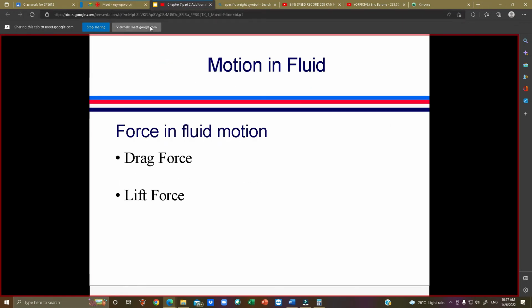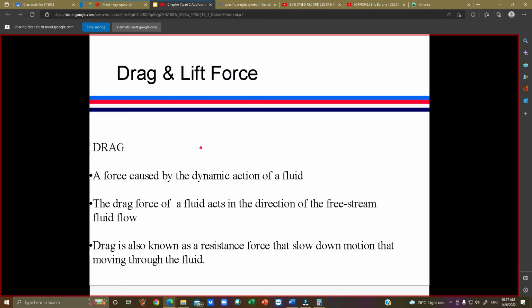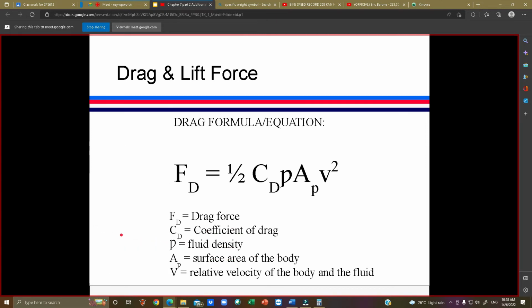We have right, this is motion of fluid. Okay, force in fluid motion most of the time can be divided into two. One is known as drag, another one is known as lift. Okay, satu ialah drag, satu ialah lift. Okay, drag can be defined as a force caused by the dynamic action of fluid. Drag force of a fluid act in the direction of the free stream fluid flow, and drag is also known as a resistant force. Resistance, friction, all of that is drag. Okay, this is the formula of drag. So later on you can actually observe this formula.